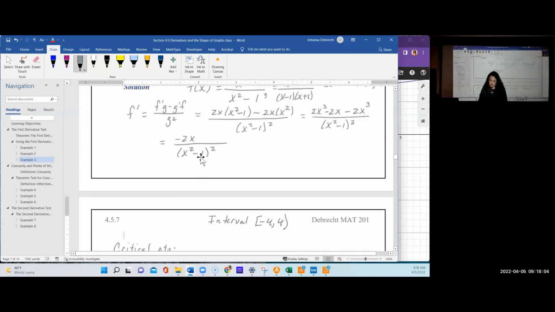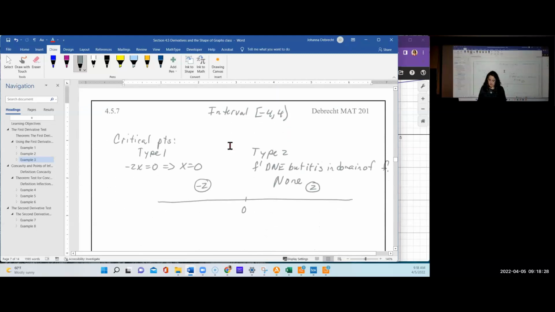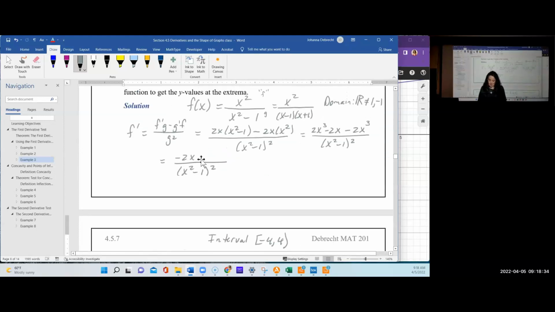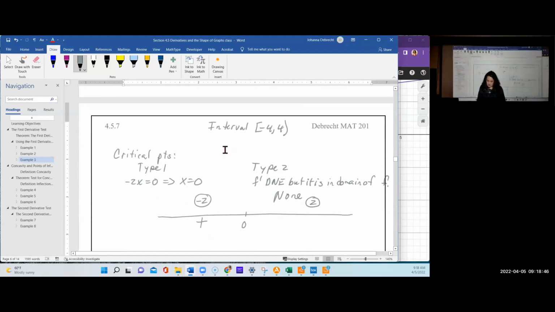We want to pick something that's in the domain of the derivative. So our derivative is -2x over x squared minus 1 squared. Now, the denominator is squared, which means no matter what value we plug in, it's going to be positive. So all we have to worry about is the sign of the numerator. The sign of the numerator will determine whether it's positive or negative. So -2 times -2 is a +4. So a positive over a positive would be positive. And then again, plugging into the numerator, -2 times 2 would be -4. And -4 over a positive would still be negative.